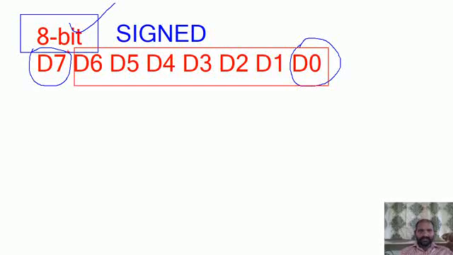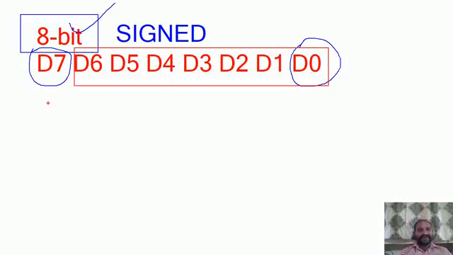Similarly, this is the explanation for the 8-bit number. If you are going to the 16-bit number, then D15 is the most significant bit and D0 is the least significant bit. At that time, the D15 bit in the 16-bit combination represents the sign of the number. In the 8-bit case, D7 represents the sign of the number, and the remaining D6 to D0 represent the magnitude of the number.